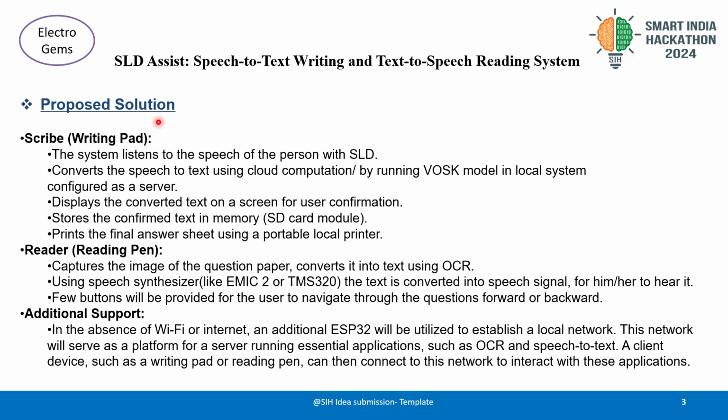Our proposed solution is two devices: a scribe, that is the writing pad, and a reader, which is the reading pen. The writing pad takes the voice input from the candidate, converts it into text, and stores it in the SD card module. The reading pen captures the image of the question paper, converts it into text, and provides the speech output which can be heard by the candidate.